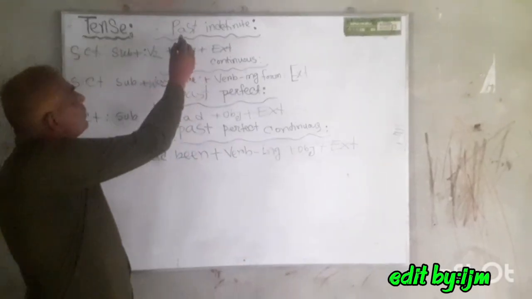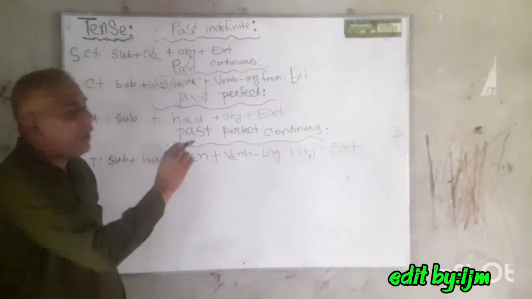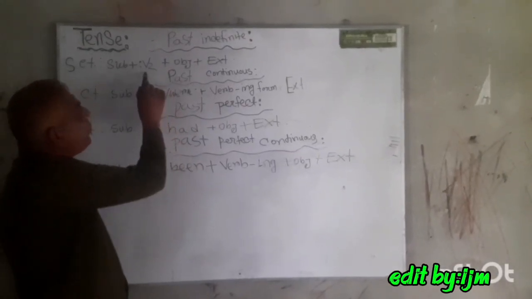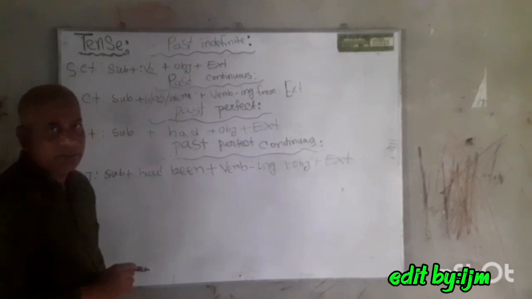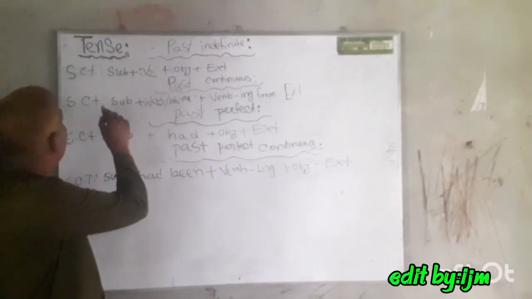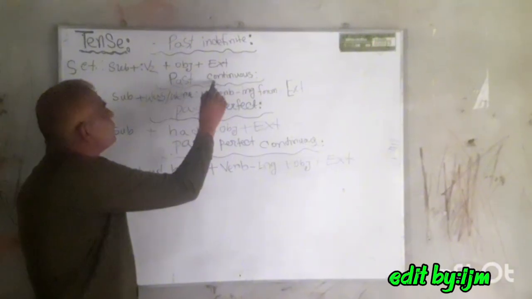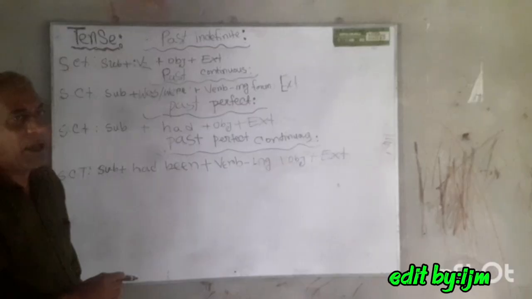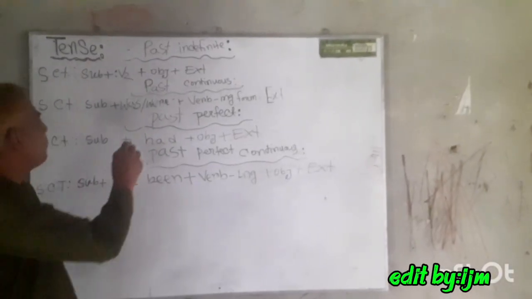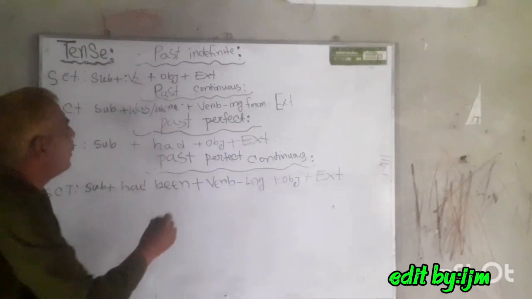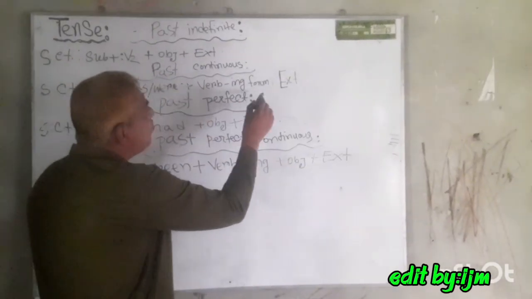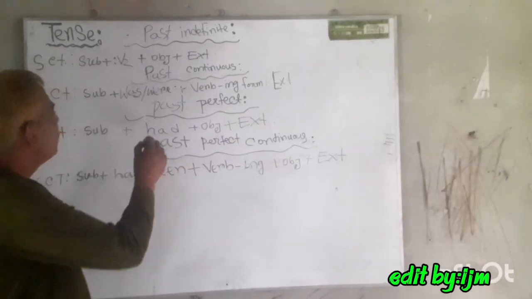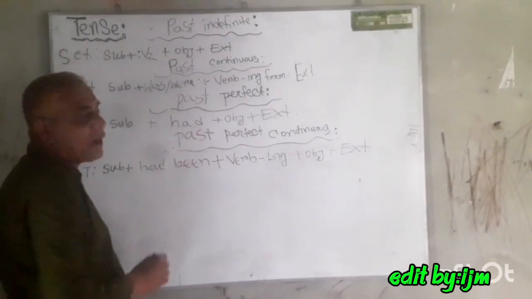We know the tense past indefinite. So we know the structure of past indefinite: subject plus verb 2, that means verb past form, object plus extension. And next we know the tense past continuous. So we know the structure: subject plus helping verb or auxiliary verb, was or were, plus verb ing plus object plus extension. So next we know the tense past perfect.